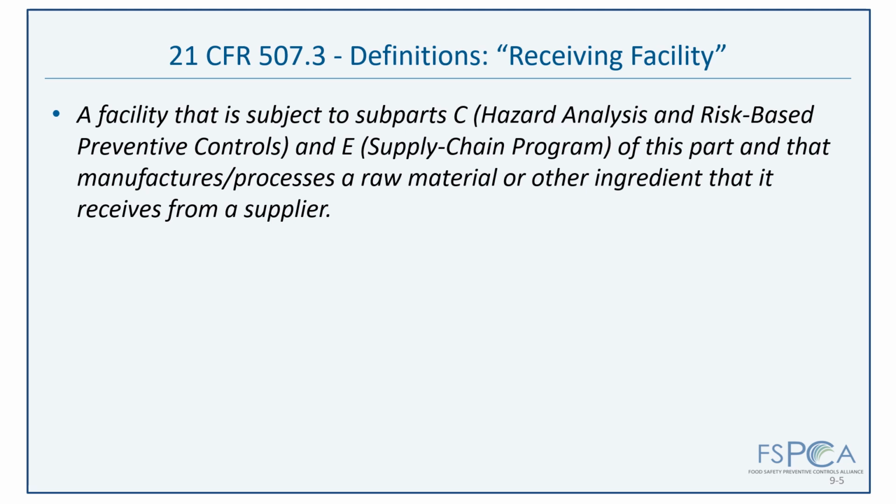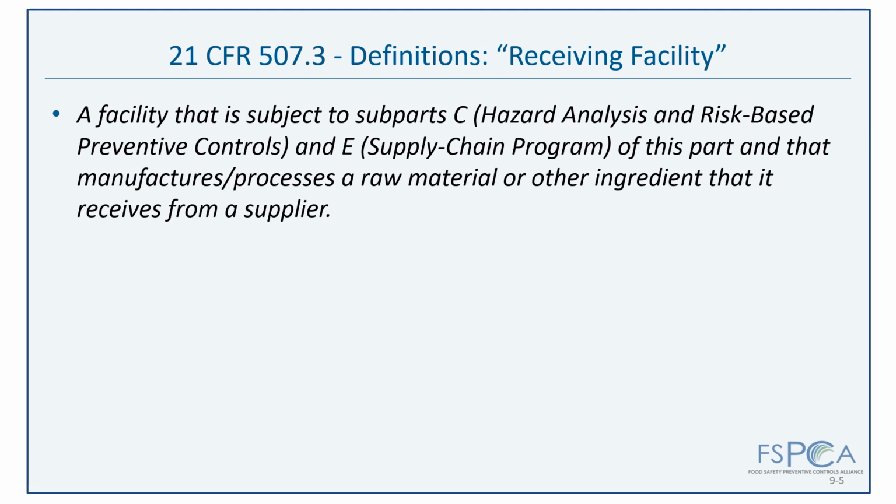So subject to subpart C and E of this part, and that manufactures or processes a raw material or other ingredient that it receives from a supplier. Okay, so a receiving facility is typically some facility that is doing a manufacturing process. So they're manipulating the feed in some way and then selling it to somebody else, whether that means an end user or a retail facility or another manufacturer or processor. A receiving facility is just someone that does something of consequence and is subject to subpart C and E.